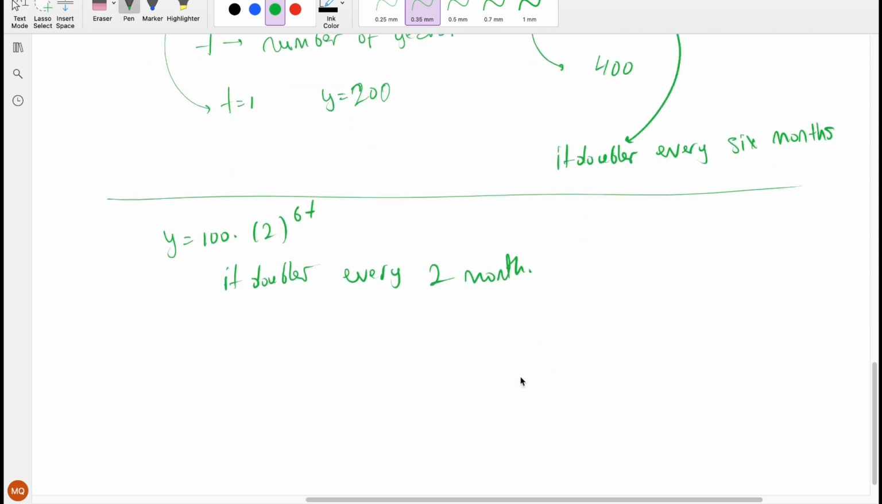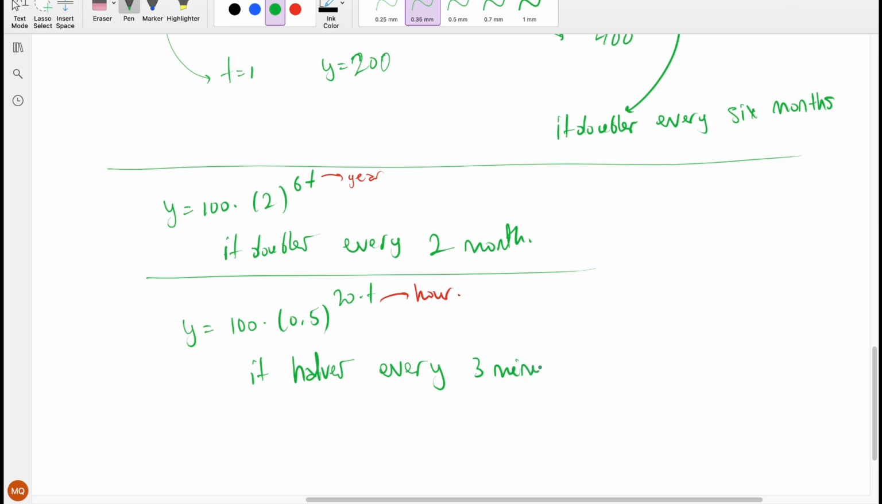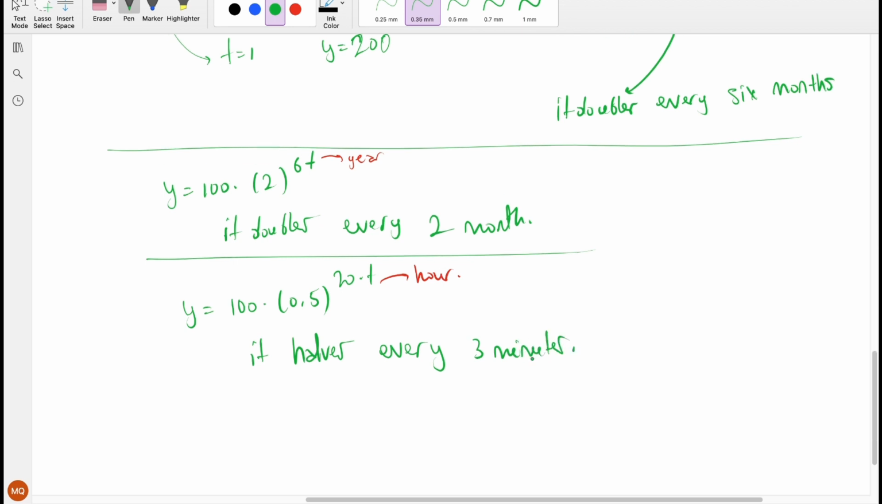Or let's think with hours. You have a model like this, 100 multiplied by 0.5 to the power of 20t, but here t is the number of hours. For 1 hour, it is equal to 60 minutes, so you have to divide it by 20. It means that it halves every 3 minutes. I hope it is clear.